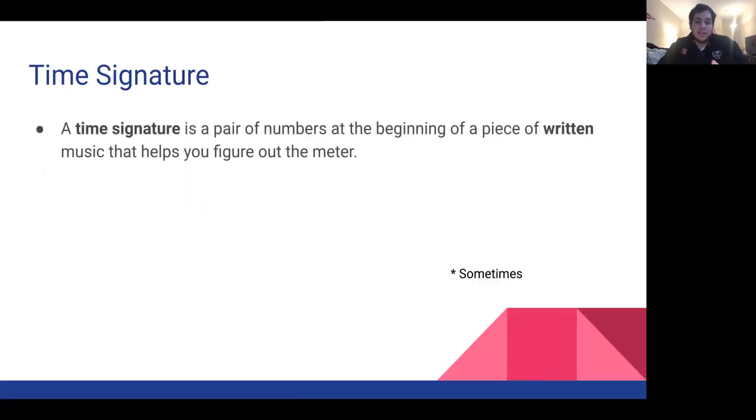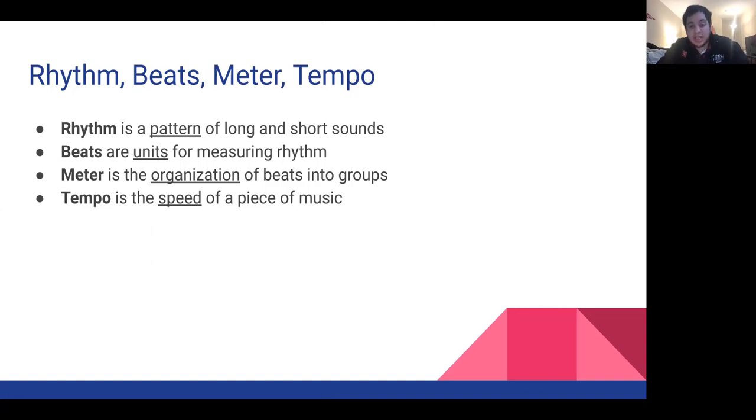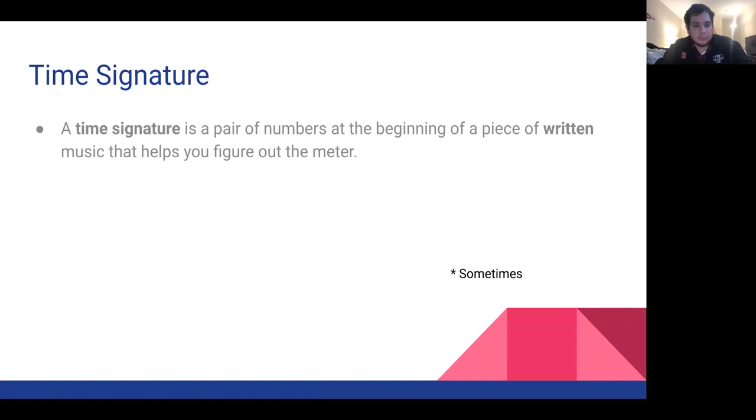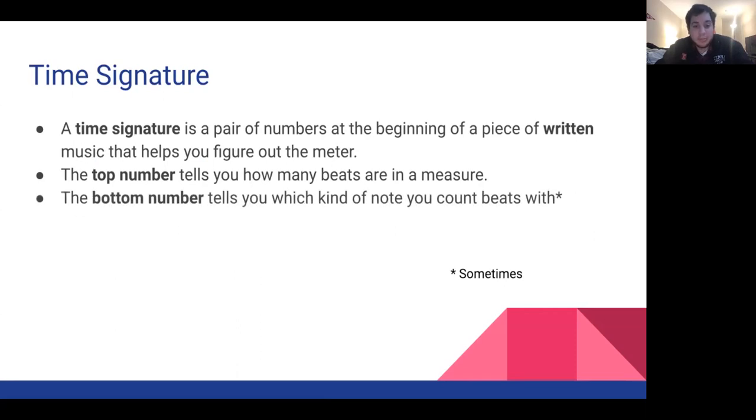So, what is time signature? A time signature is a pair of numbers at the beginning of a piece of written music that helps you figure out the meter. Again, the meter is the organization of beats into groups. The time signature helps you figure out what that organization is. The top number will tell you how many beats are in the measure. The bottom number tells you which kind of note you count beats with, usually.